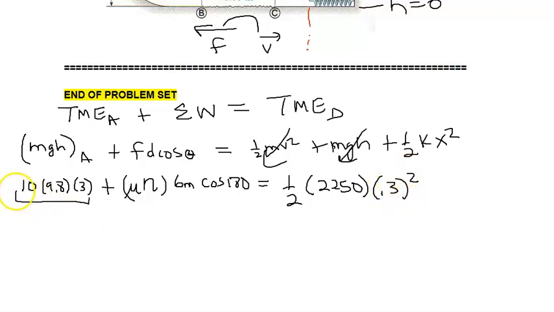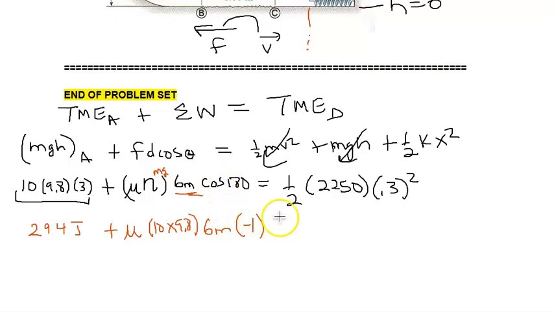Okay, so running through the numbers, this is 294 joules plus mu. It is a boring problem. The normal is the weight, so that's 10 times 9.8 or 98 newtons. Don't drop that 6 meters. I do it all the time. Cosine of 180 is negative 1, equals 101.25 joules that ends up in the spring.